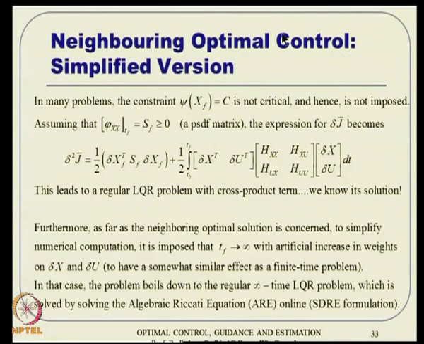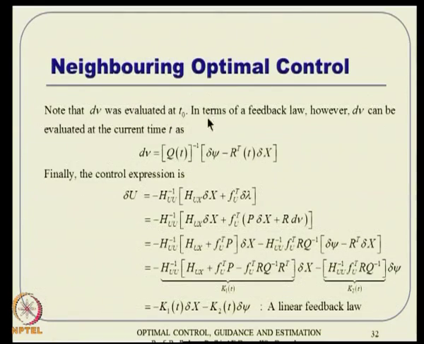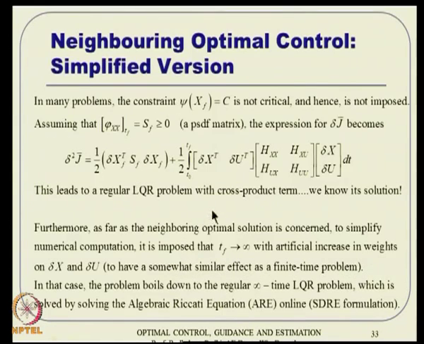So, in many problems it turns out that this is not critical, this is just a comment, a simplified way of implementing. So, it turns out that this is not critical and hence is not imposed, and you assume that this is also a positive semi-definite matrix and things like that. So, delta square j becomes like that. Essentially it happens to be an LQR problem with a cross product term, for which you know how to get the solution. So, if this constraint is relaxed, all this exercise we did is not really required in a way, because we know how to solve this cross product cost function, and we go ahead and solve it.